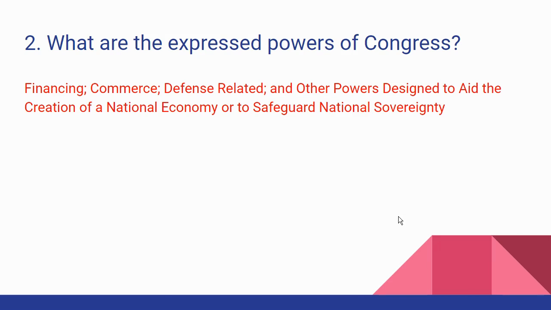Commerce would be trade. They're authorized to control trade between the states and between the United States and foreign countries. Defense related, they are to maintain an army and a navy. They are to provide for the common defense, etc. And there are other powers designated to aid the creation of a national economy or safeguard national sovereignty. Sovereignty would be our own authority, our own power. So those are the express powers of Congress. And like I said, you'll go through and look at them in detail in your assignment for this set of notes.